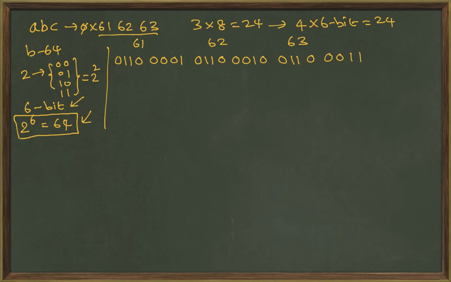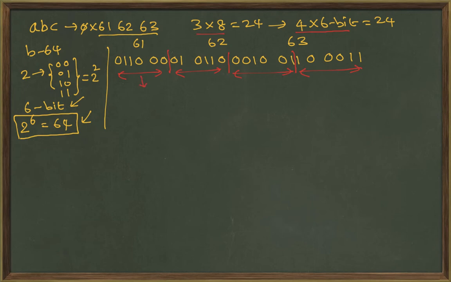Now my job is to divide this into 6 bits at a time. So first 6 bits, second 6 bits, third 6 bits and fourth 6 bits. This one is 1, this one is 2, this one is 3 and the last one is 4. So I converted into four 6-bit groups. I took 3 characters at a time and converted them into four 6-bit values.